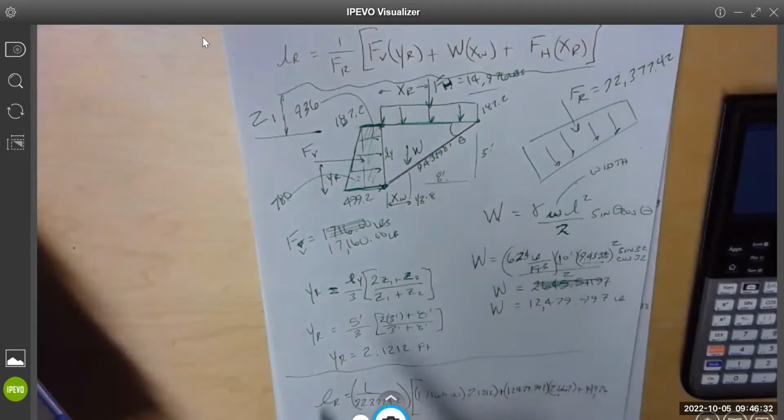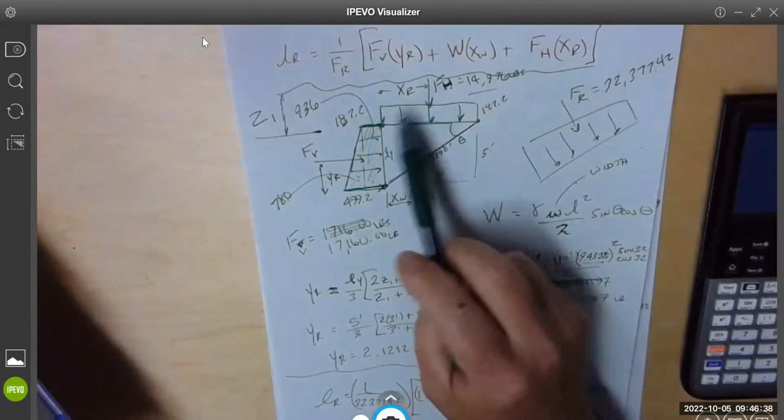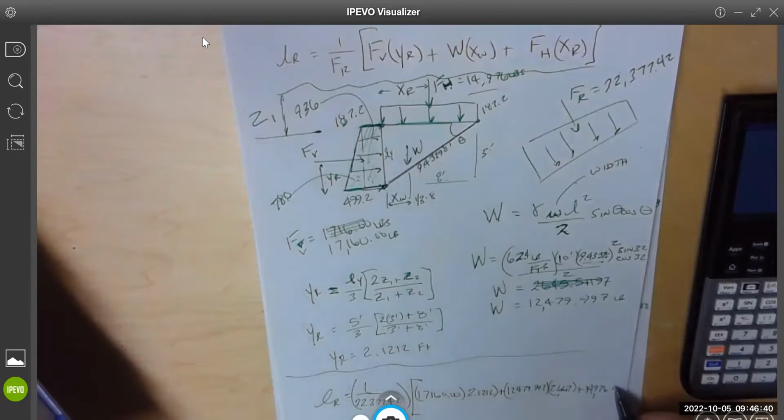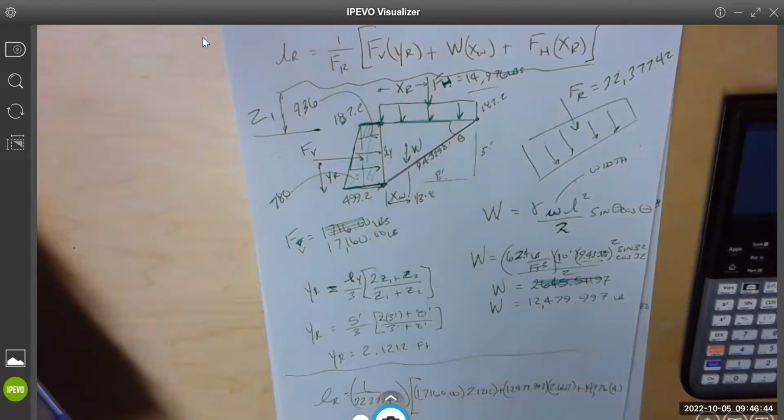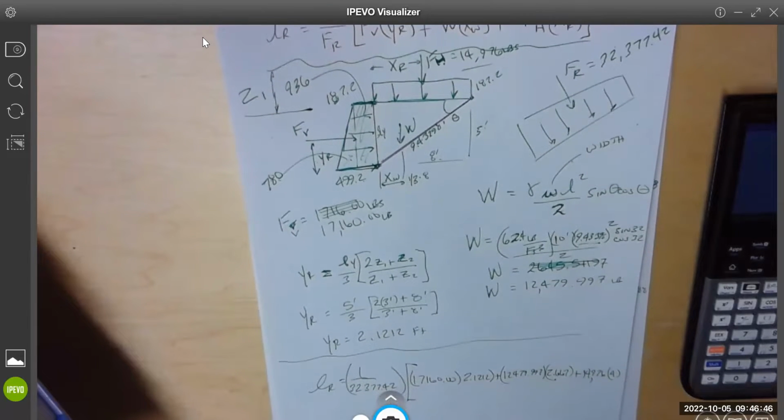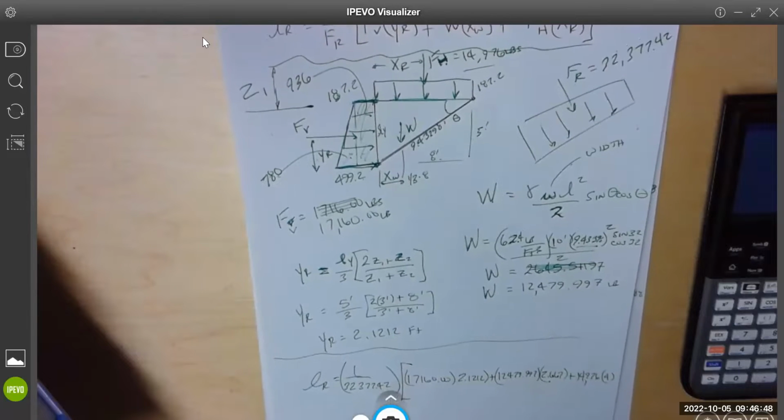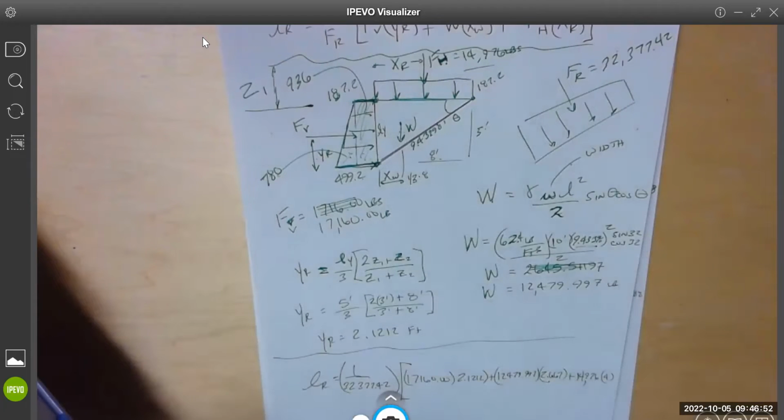Then, did you say XR or XW? I said XR first. Because XR is up here, that's just 4. I think that's it. Magic answer pops up at the end. Hopefully. If you get the calculator out.